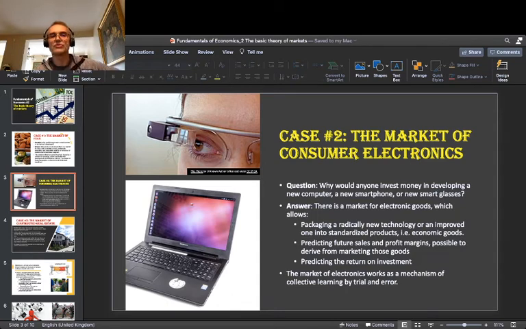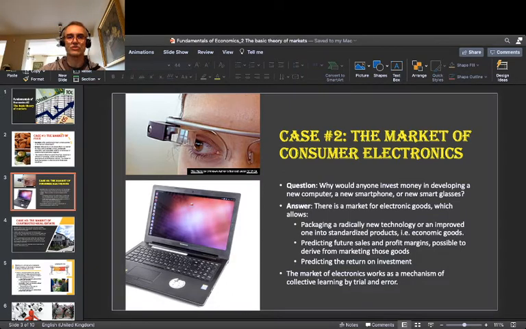Case number two, the market of consumer electronics. Question: why would anyone invest money in developing a new computer, a new smartphone, or new smart glasses? So why would anyone undertake to innovate in the domain of consumer electronics? Answer: there is a market for electronic goods, and that market allows, first of all, packaging a radically new technology or an improved one into standardized economic goods, into standardized marketable products. Second of all, that market allows predicting future sales and profit margins that we can derive from marketing those goods.